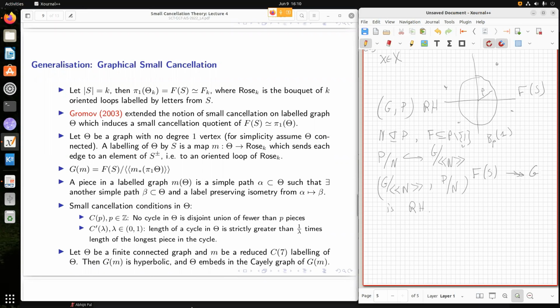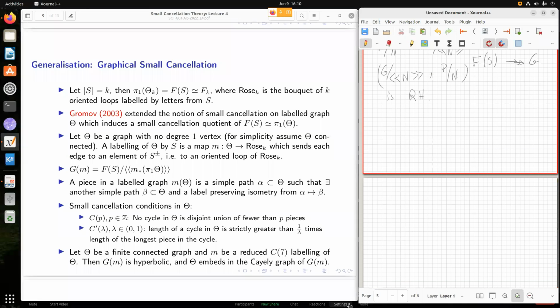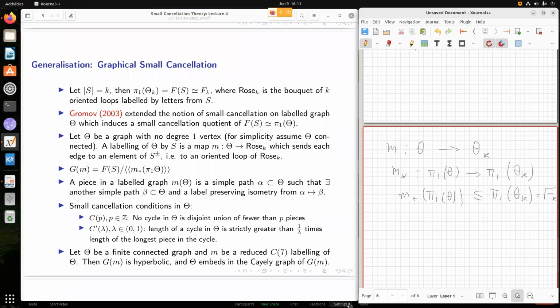So we will get a map from pi 1 theta to the pi 1 of rows k, which is Fs. So what we are getting essentially is we have a labeling map M to, let's call it, theta k. Now M star would be a map from pi 1 theta to pi 1 theta k, and this is a homomorphism, and M star of pi 1 theta is a subgroup of pi 1 theta k, which is Fk. Okay, so in this way what we are getting is a subgroup of Fs, which is here, this is Fs.